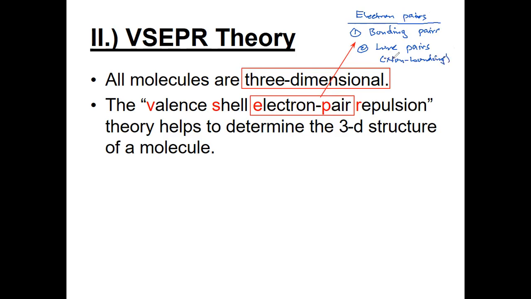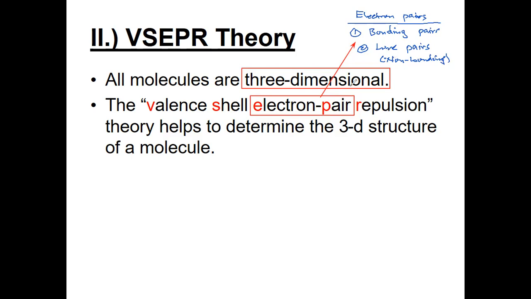When you have these electron pairs, they will repel one another. They don't like being next to each other, so they're going to push away from each other as far as possible. And that's how we can explain the three-dimensional structure of a molecule. The theory that explains it is what we refer to as the valence shell electron pair repulsion. Valence shell, because it's the valence electrons that are involved in bonding, and it's the electron pairs in that outermost shell that repel each other and are responsible for the three-dimensional structure.